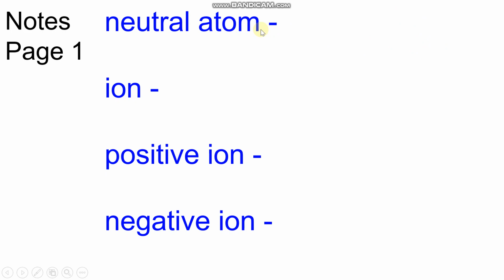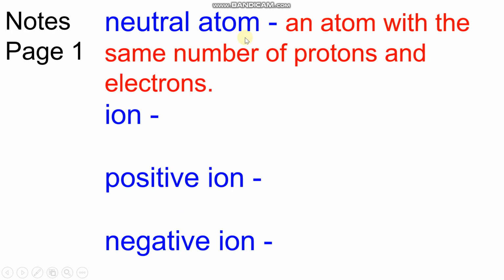First off, to talk about what an ion is, we first have to understand what a neutral atom is. Recall that a neutral atom is an atom with the same number of protons and electrons. Remember that protons have a positive charge and electrons have a negative charge. So if you have the same number of protons and electrons, those positive charges will cancel out with the negative charges, and you'll end up with an atom with a charge of 0. And we say that that atom is neutral.